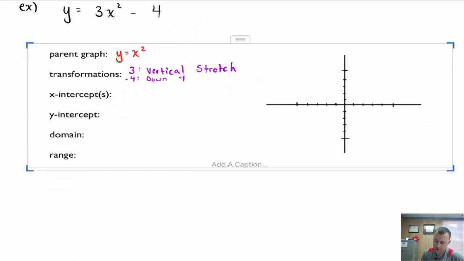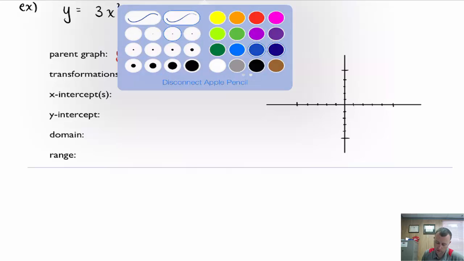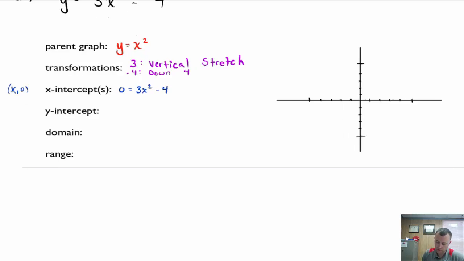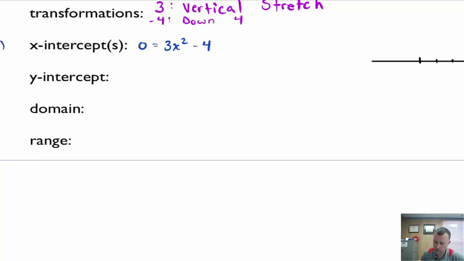Alright, so next up I'm going to do my x-intercepts, in my dark blue. So here we go. That's too dark. There we go. Alright, remember the x-intercepts are going to be x, 0, so we're going to work with that. So in this case, for my x-intercept, I'm going to plug in 0 for y and solve. So we're going to go 0 equals 3x squared minus 4. So here we go. Plug this in and see what we get.